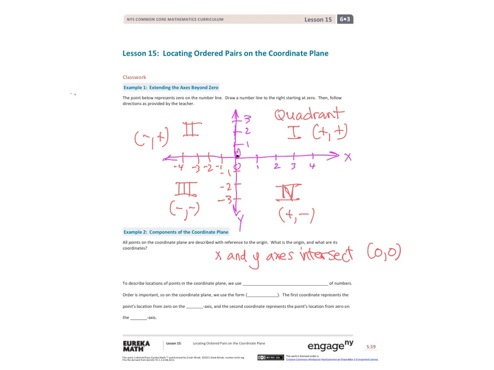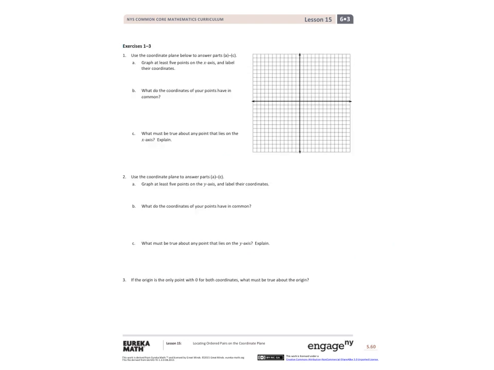That's the ordered pair. To describe locations of points in the coordinate plane, we use ordered pairs of numbers. Order is important. So on the coordinate plane, we use the form x, whatever the number is on the x-axis, and then the y-axis. The first coordinate represents the point's location from 0 on the x-axis. The second coordinate represents the point's location from 0 on the y-axis. Okay, that wasn't so bad.